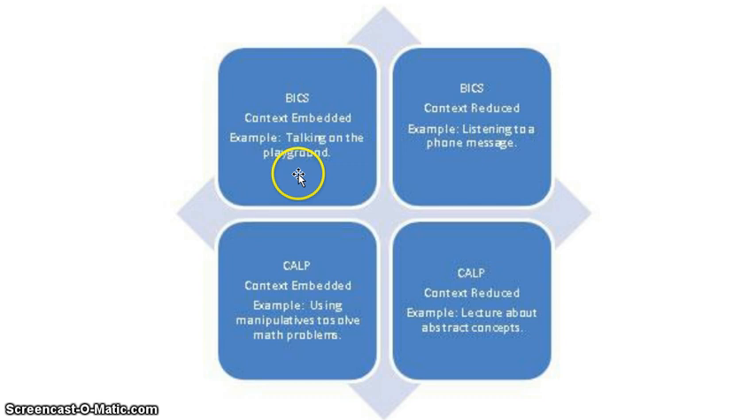When I'm in this quadrant 1, and I am doing an easy task that has a lot of context, for example, talking on the playground, that's not a very difficult thing to do, and I have all kinds of playground equipment that I can see and touch and feel, and I can watch what the other kids are doing. So when someone is speaking to me, it's embedded in the context of the playground.